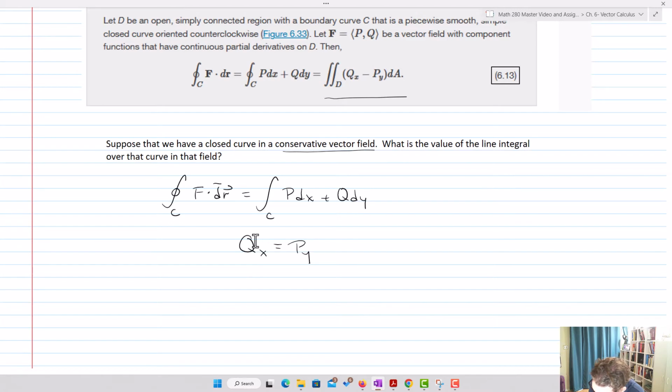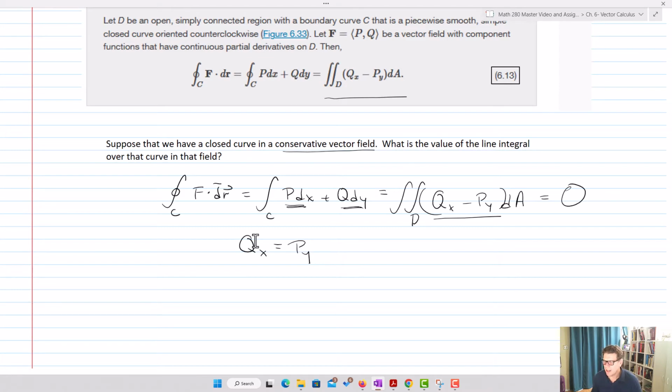Okay, remember p is the function, basically our x component, and q is our y component. Because it's a conservative vector field, remember the test for conservative vector fields is that their mixed partials will equal each other. So by Green's theorem, we've got the double integral over the area D of qx minus py dA, but since qx and py happen to equal 0, this ends up equaling 0.